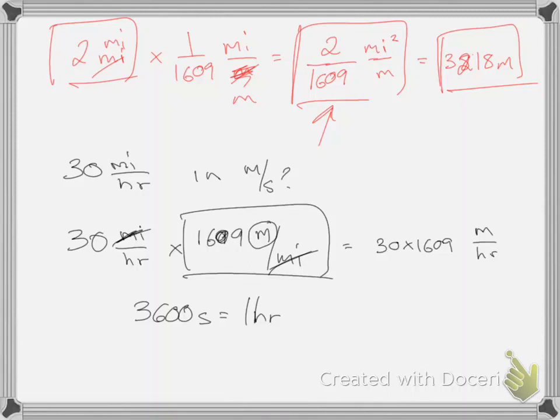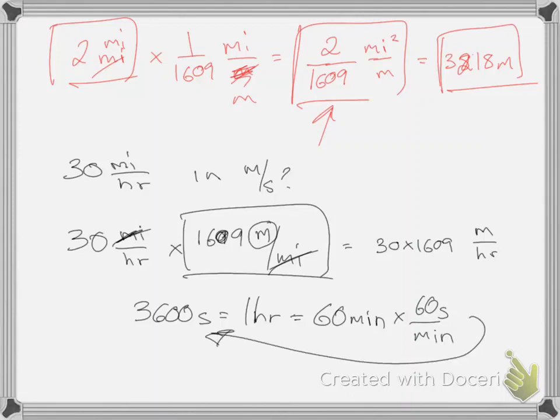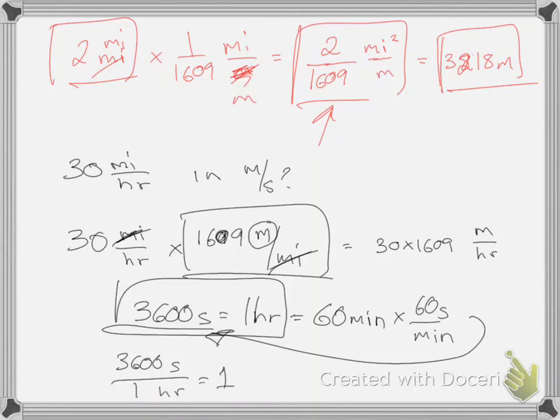What I just wrote down was the conversion from seconds to hours. You probably know that, but a lot of people make the mistake because there are 60 minutes in 1 hour, and then 60 seconds per minute, which gives us 3,600 seconds. So 3,600 seconds in 1 hour. Okay, so the conversion factor is 3,600 seconds over 1 hour equals 1. So that's my conversion factor, 3,600 seconds per hour.